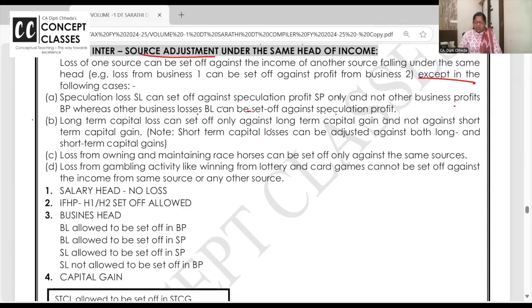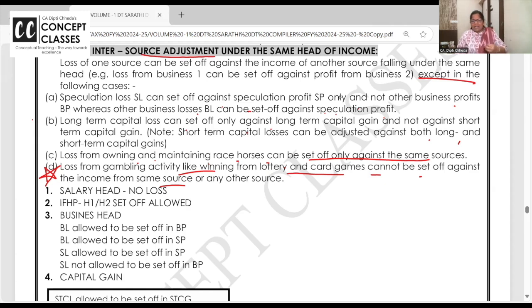Understood? Short term is adjusted in both, in short term as well as long term, but long term loss can be adjusted only in long term capital gain. Loss from owning and maintaining horse races, same as business. Gambling, winning from lotteries, and casual income. If there is a loss, this is asked so much in the exam. Ignore with a note. See, casual income, winning from lotteries, KBC, nowadays online gaming, Dream 11, PUBG, all this. No question of loss only.